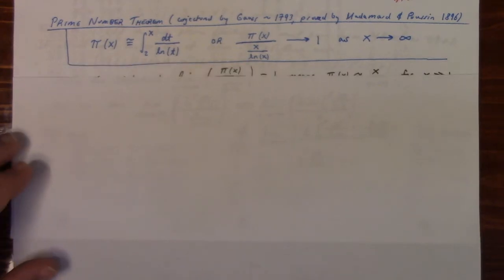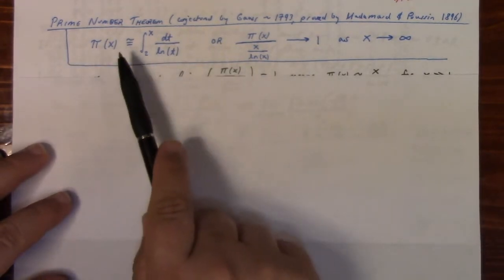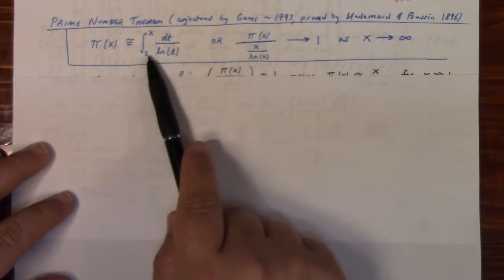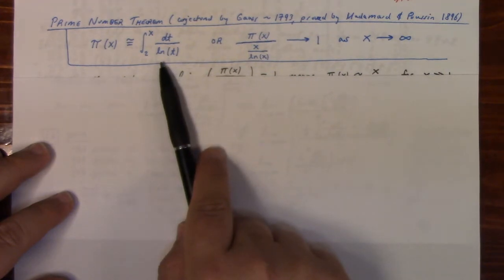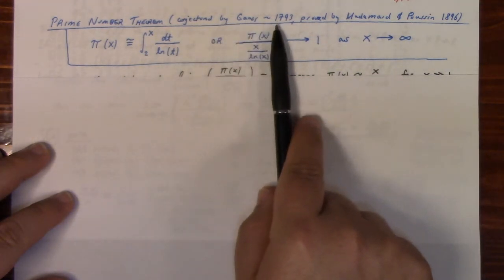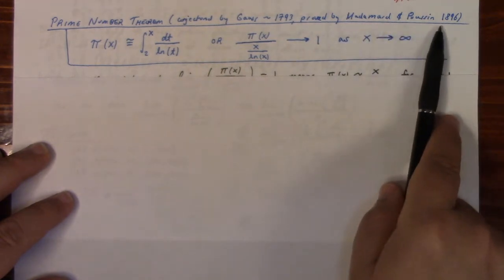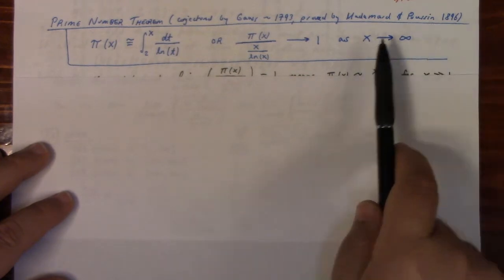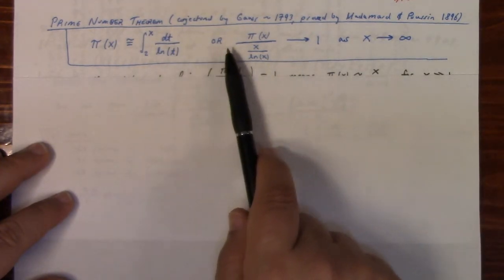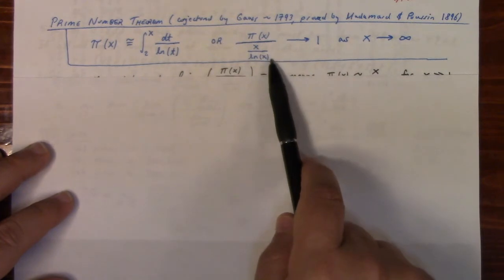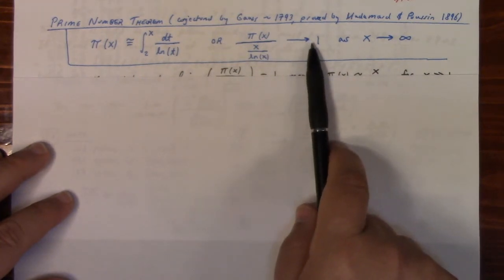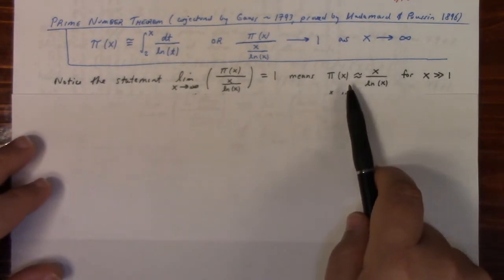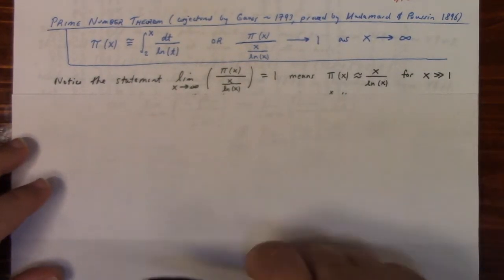Here's the result. Pi of x is approximately the integral from 2 to x of dt over log t. This was conjectured by Gauss in 1793 and then proved by Hadamard and de la Vallée Poussin, I don't know, 1896. Another way to look at this is that pi of x divided by x over log x goes to 1 as x goes to infinity. Another way to say this is that pi of x is approximately equal to x over log x for large x.